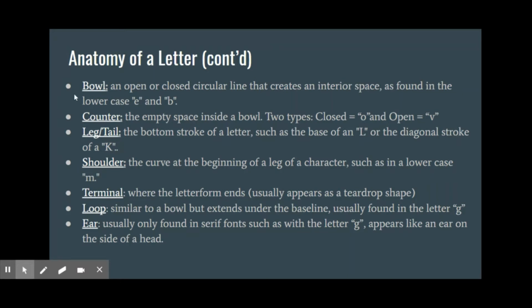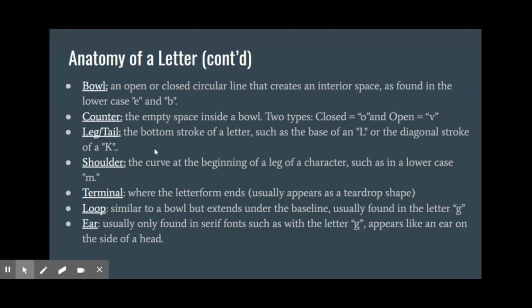Then you have a counter, that is the empty space inside of the bowl. So there's two types of counters. There's the closed counter, like the letter O, so the space inside the O is a closed counter. And then you have an open counter, like the letter V, and the space inside the V is called a counter, but it's open because it's not closed around all sides.